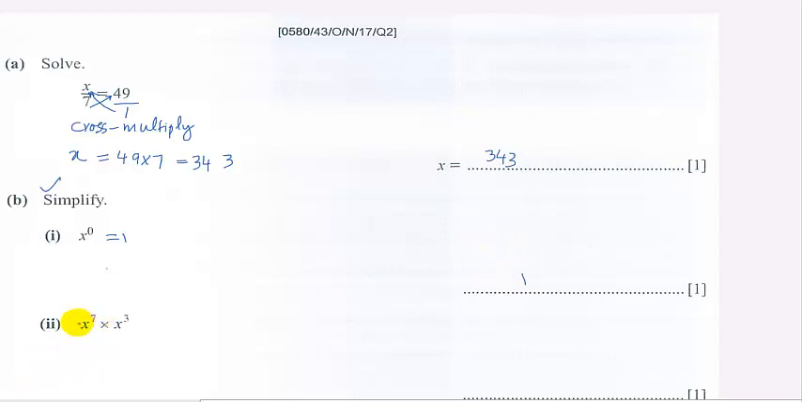Here this is again indices. There is a multiplication sign between them. So when there is a multiplication sign between these two indices and the base is the same, we add the powers. x power 10.